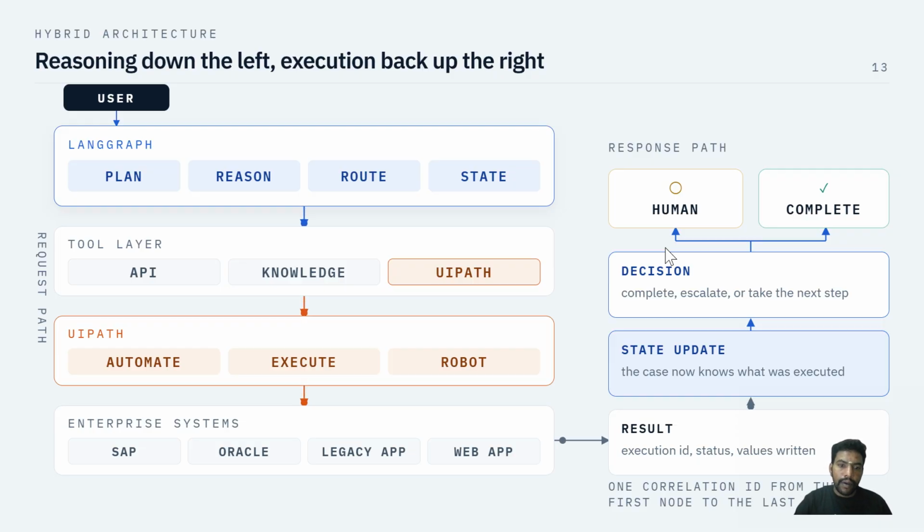This is the diagram I would take to the architecture team because it shows which team owns which box. Reasoning belongs to the AI team, execution to the automation team, and the contract between them is the thing you govern. Key message: the hybrid works when the request path and the return path are both first-class parts of the design.